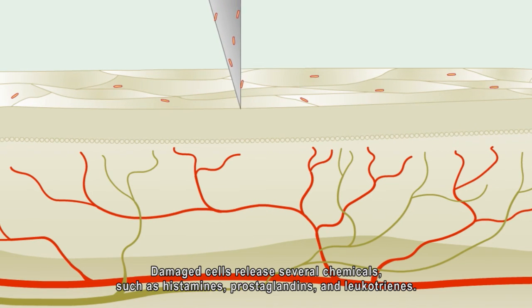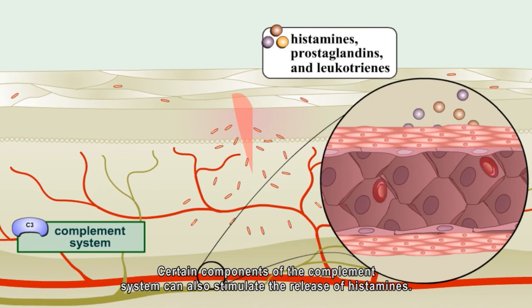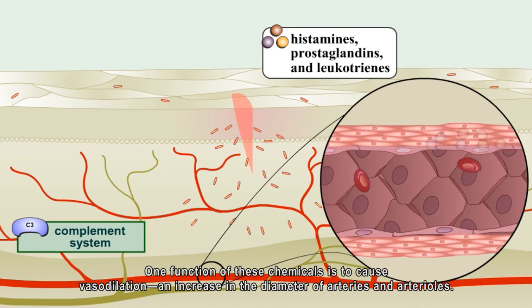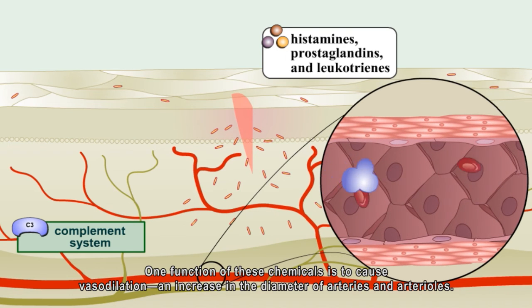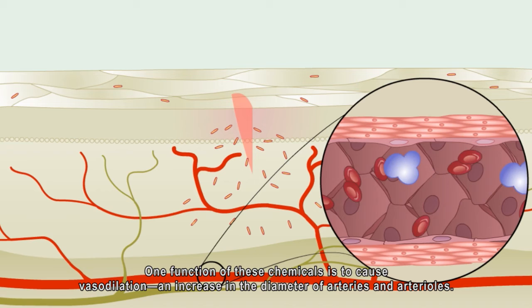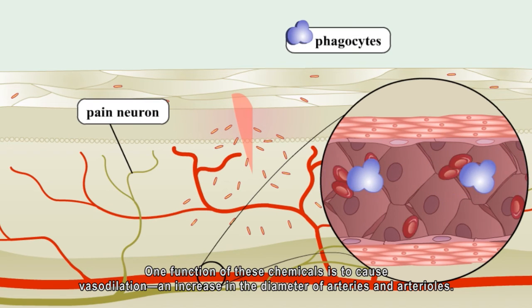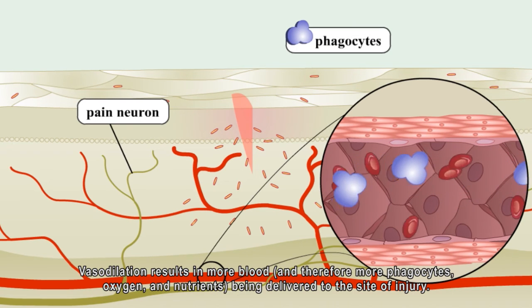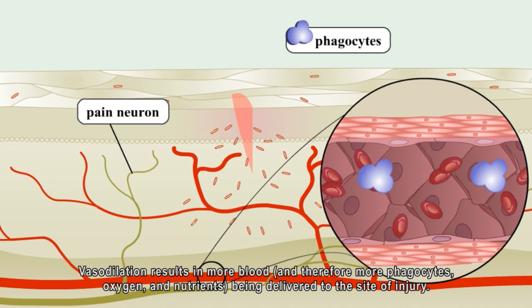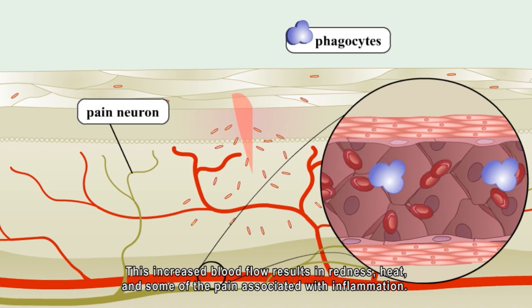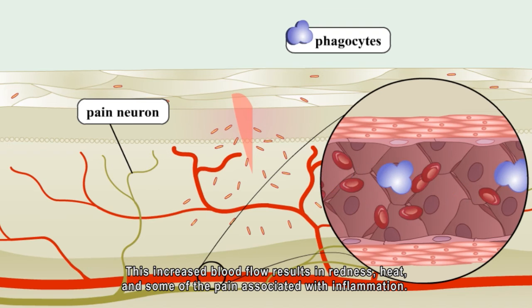Damaged cells release several chemicals, such as histamines, prostaglandins, and leukotrienes. Certain components of the complement system can also stimulate the release of histamines. One function of these chemicals is to cause vasodilation, an increase in the diameter of arteries and arterioles. Vasodilation results in more blood and therefore more phagocytes, oxygen, and nutrients being delivered to the site of injury. This increased blood flow results in redness, heat, and some of the pain associated with inflammation.